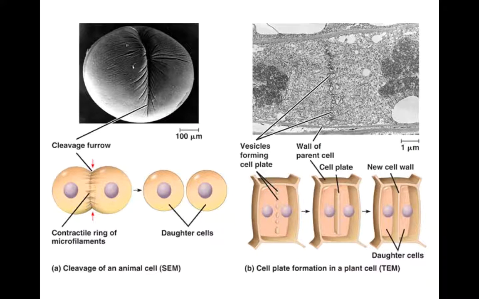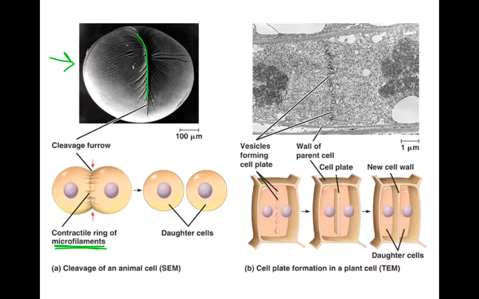This next slide just shows the microscopic view of an animal cell and a plant cell. So here's my animal cell right here. And you can see the cytoplasm starts to pinch in. When it pinches in, what's happening is a ring of microfilaments contracts and causes it to pinch in. And we call this a cleavage furrow. So here's the cleavage furrow where it pinches in.